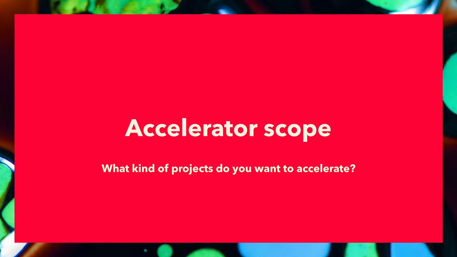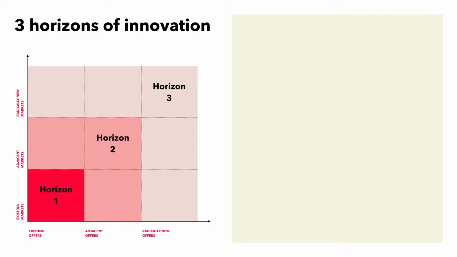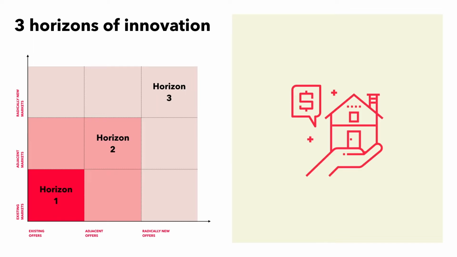First question we typically ask in scoping is related to the horizons of innovation. What kind of horizon are you looking to develop new projects in? To explain the horizons of innovation, it's easiest to look at an example. So let's say we are working together with a financial institution and we want to work in the opportunity space of buying real estate or buying a house.